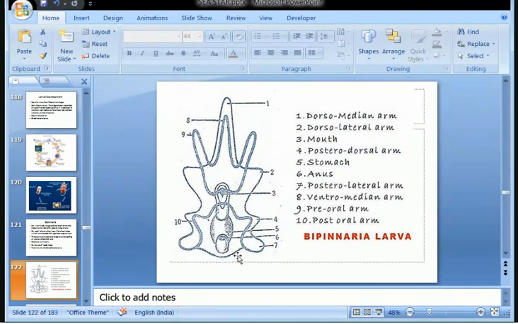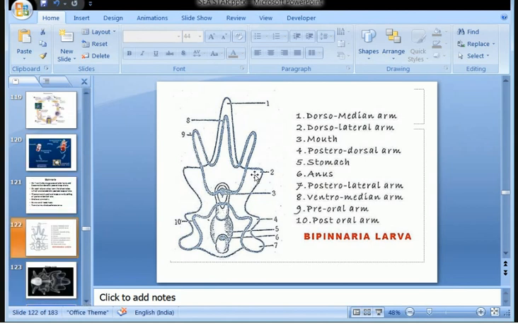If they are on the dorsal side and at the median location, dorsomedian. If they are on the dorsal side on the lateral side, that will be called dorsolateral. If they are on dorsal and on the posterior side, posterolateral. So that way, these arms or lobes are named. So this is a typical bipinnaria larva.